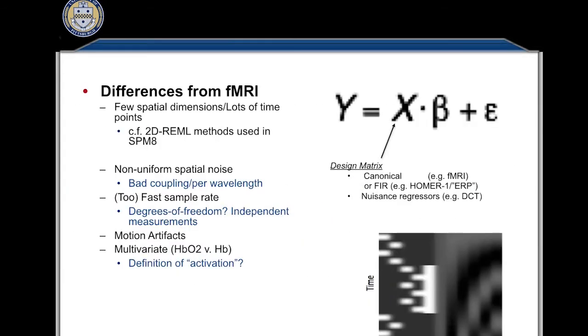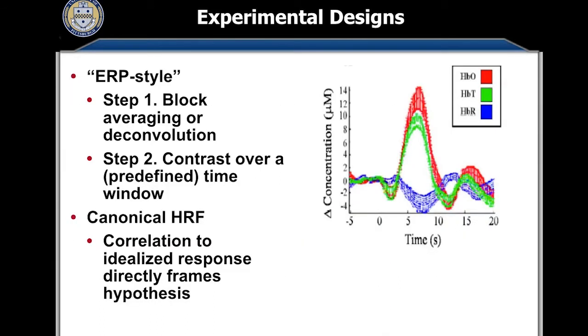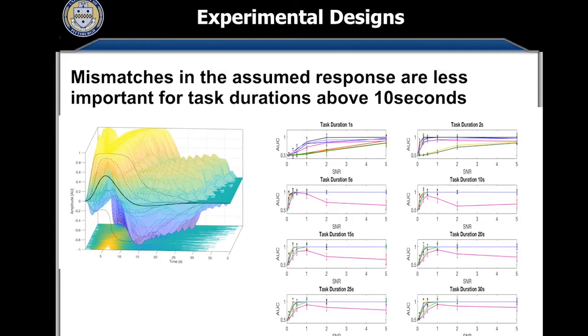Actually, I want to revisit what I left off at last time. This difference between ERP style and canonical is estimated to seem an NF response. What I had said was we are working on publishing this paper right now. What we did was we took this really nice event-related, short-duration finger-tapping data that I had, which is simultaneous MRI and NIRS.